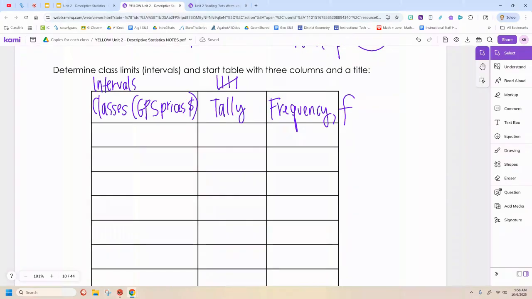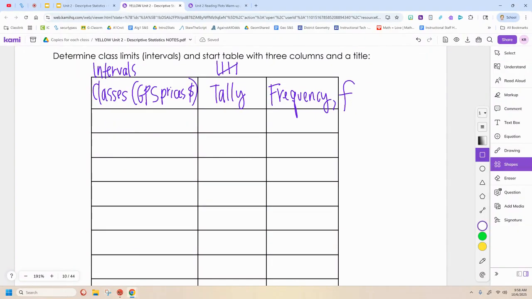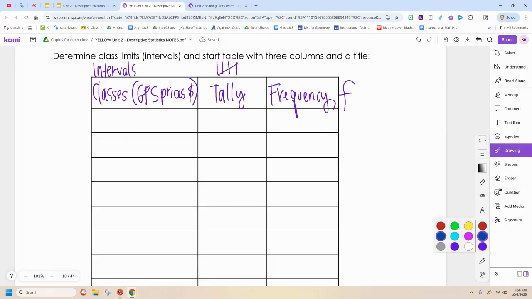Okay, so now how do I create the classes? This is where things get exciting. So the first class is always going to start with the minimum, right? So the first class starts with the minimum piece of data, and our minimum was 59. Now this is where you want to add on our width. What's our width? What do we get for our class width? 56. Now watch what I'm going to do. I'm going to add on 56.